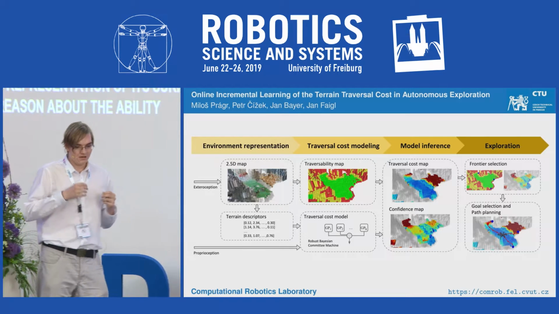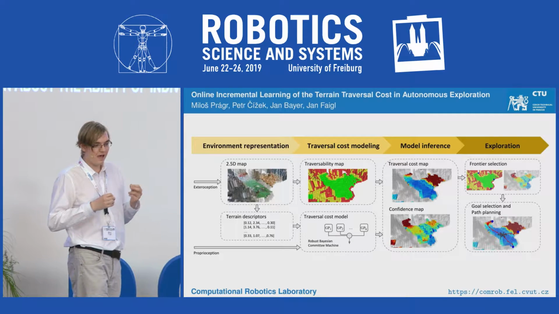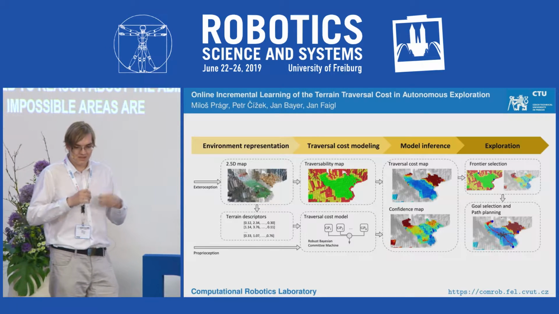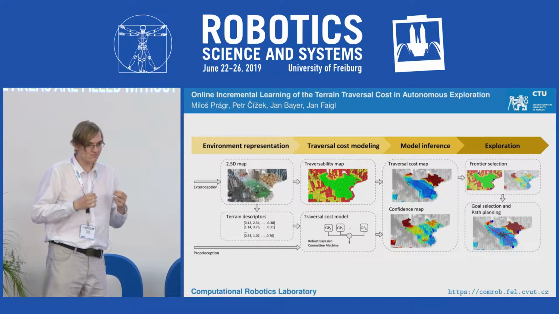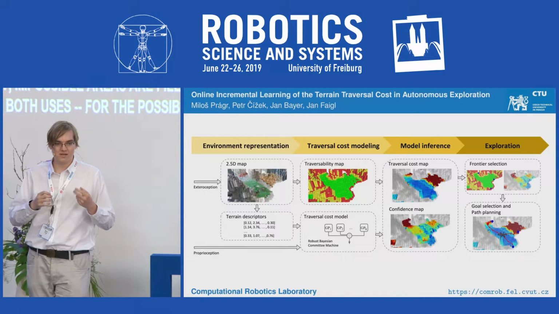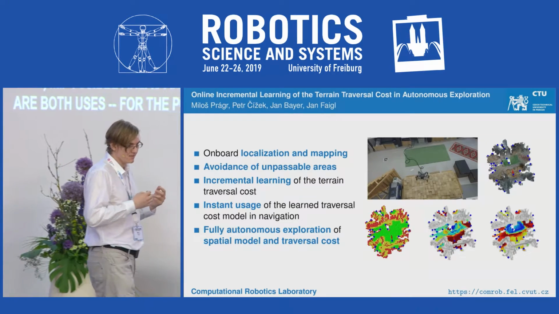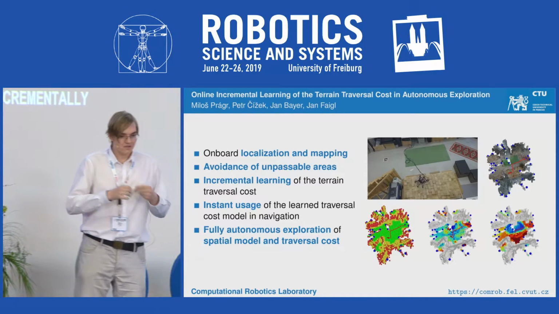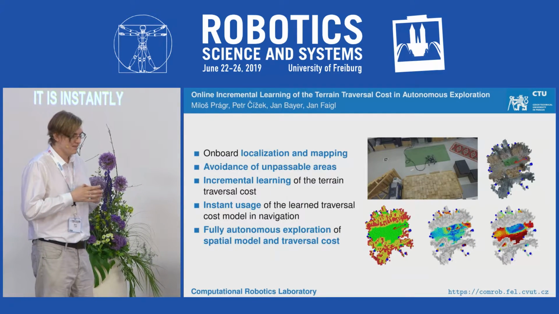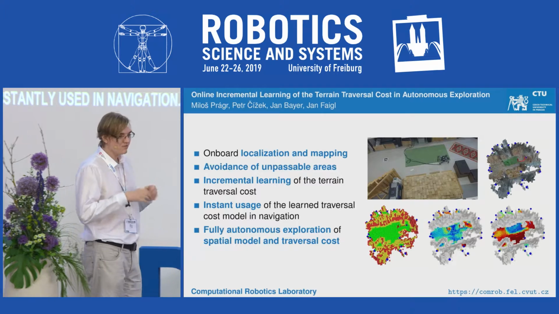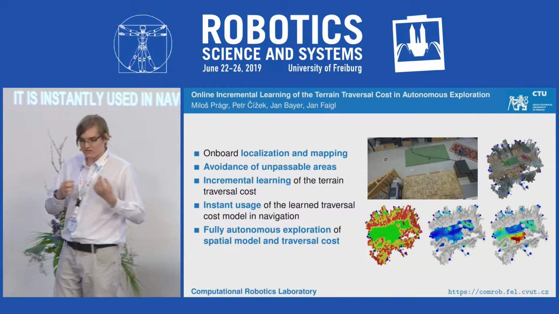First, unpassable areas are filtered out, and then the robot learns and uses a traversal cost model for the passable areas. The traversal cost model is learned by the robot incrementally while traversing the different terrains in the environment, and the model is then instantly used in navigation. Finally, the robot fully autonomously explores both the spatial model and the traversal cost model.